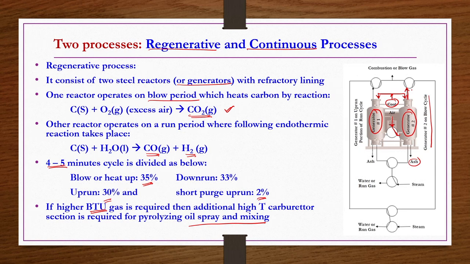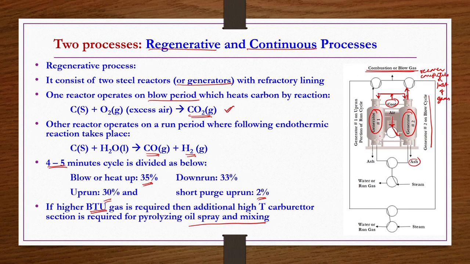What is the difference between the blow period and the run period? In the blow cycle, we can recover or recycle completely or part of the gases. You can recover them and subsequently use them as combustion or blow gas. Then the other reactor, generator 1, is on the uprun cycle.